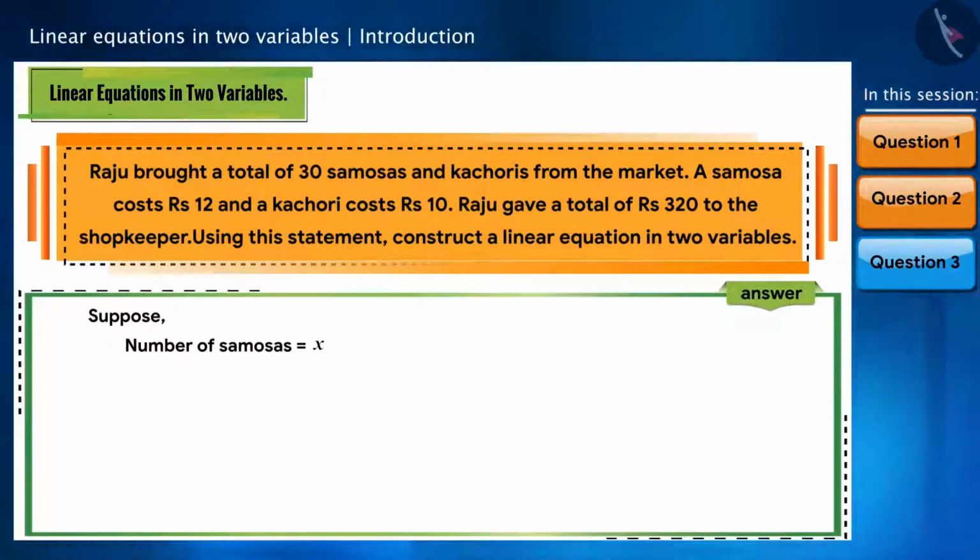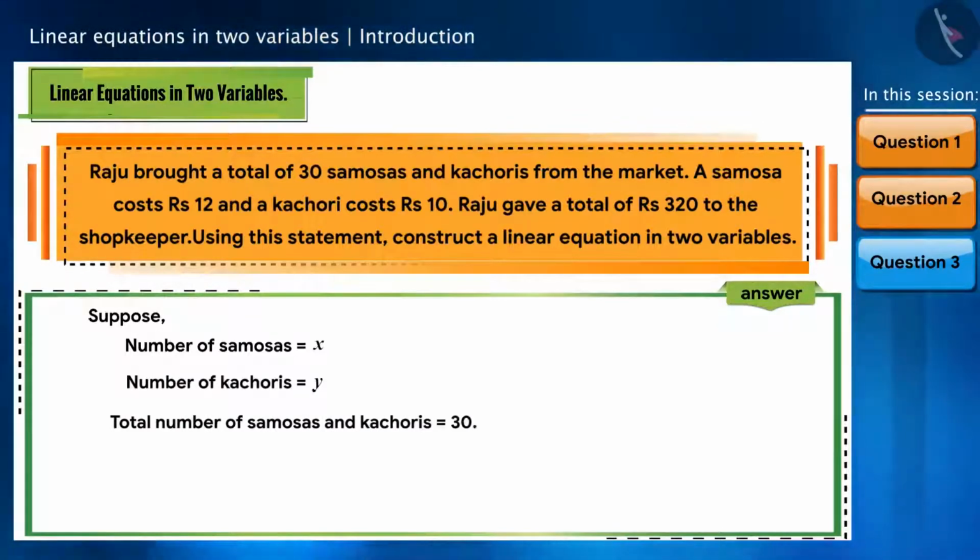Suppose the number of samosas taken by Raju is x and the number of kachoris is y. He has a total of 30 samosas and kachoris. So, our equation will be x plus y is equal to 30. How to write it in general form? In this way. x plus y minus 30 is equal to 0.